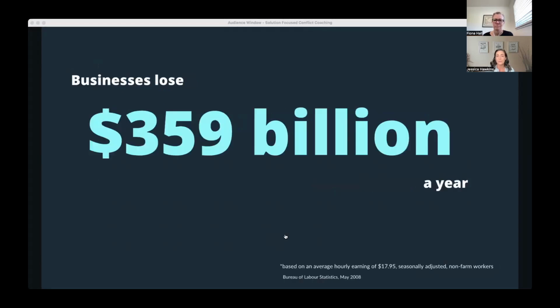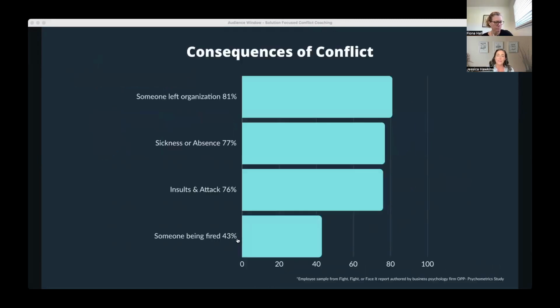And this number is really staggering: $359 billion in loss per year based on having to deal with conflict. Beyond that, we've got the consequences of conflict. People leaving the organization, 81%. I see that a lot. We've got a few more people joining in. Welcome to anyone who's joining here.